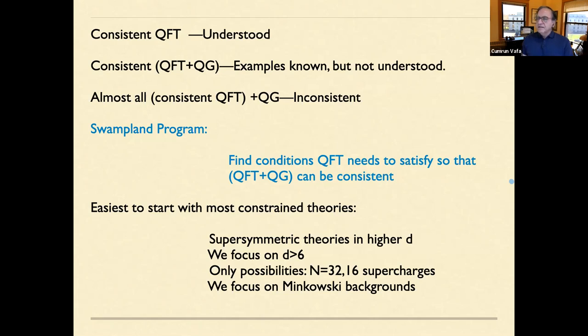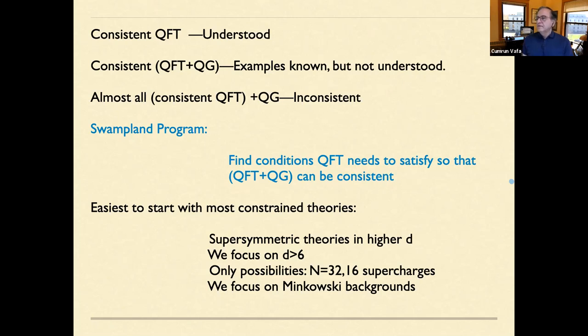But if you ask the same question about quantum field theories coupled to quantum gravity, as far as the consistent ones, we know examples. For example, the things that we construct in the string landscape are examples of it, but we do not know in a general way what constitutes a quantum field theory and quantum gravity being together and consistent. In fact, we have a lot of evidence for the statement that almost all consistent quantum field theories, when you couple them to quantum gravity, become inconsistent. So quantum field theory and quantum gravity together somehow don't generally work.